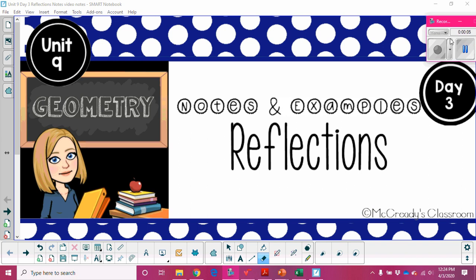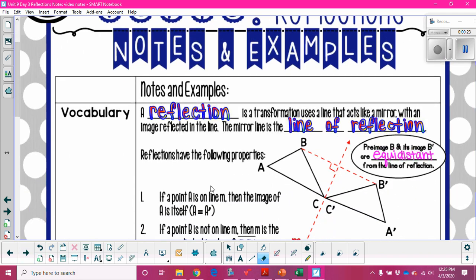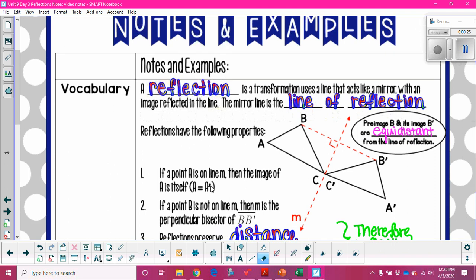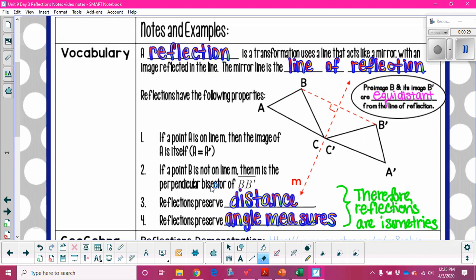Day 3 of Unit 9 in Transformations, we're going to be talking about reflections. A reflection is a transformation that uses a line that acts like a mirror, with an image reflected in the line. The mirror line is the line of reflection. Reflections have these properties that I have listed here.